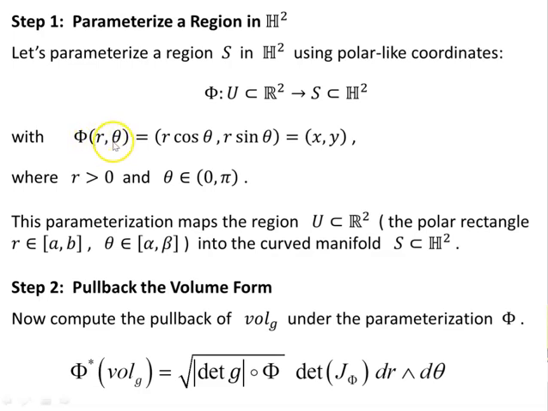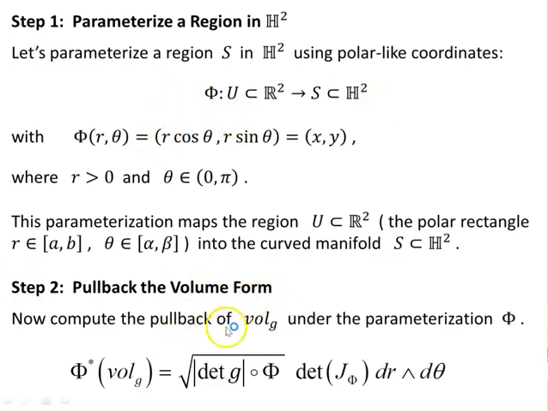Okay, so phi is a function of r and theta, and this is the polar rectangle. I'll get to that shortly, but in Euclidean coordinates, (r cos theta, r sine theta) equals (x, y), where r is greater than 0, and theta belongs to the interval 0 to pi. Now this parameterization maps the region U contained in R2, or in other words, the polar rectangle, r belongs to the closed interval [a, b], and theta belongs to the closed interval [alpha, beta], into the curved manifold S contained in H2. So step 2. Okay, so there's our parameterization.